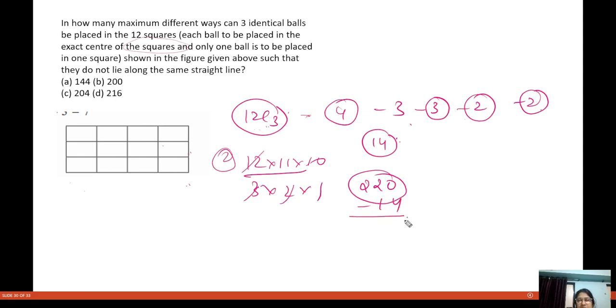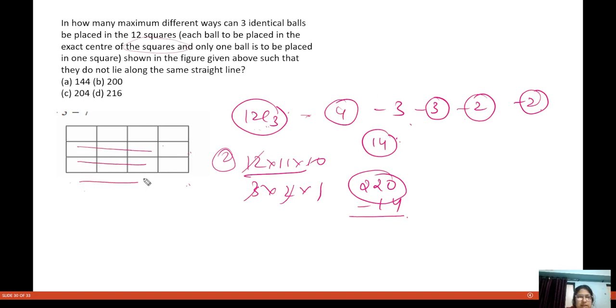Minus 14 from here. We are getting 14 only. Okay, minus 14 from here. I think we calculated it correctly only.